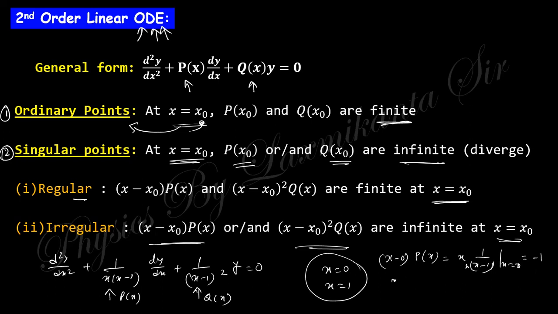This is finite, and x minus 0 whole square into q of x at x equals 0. If you put x equal to 0, this is also finite. So this will be a regular singular point. Regular singular point. I think it is clear about these things.